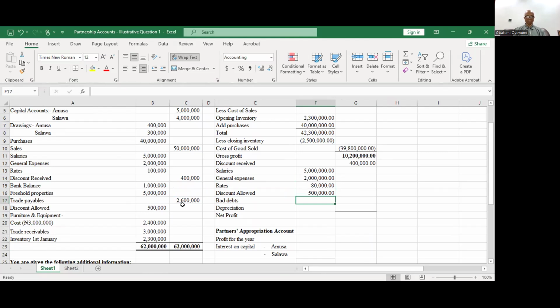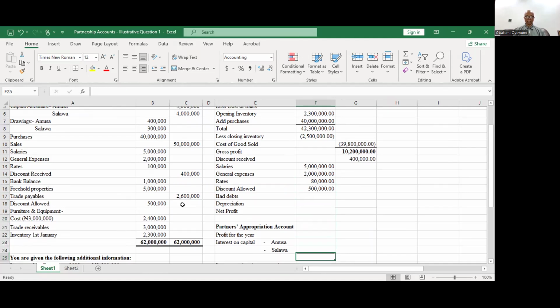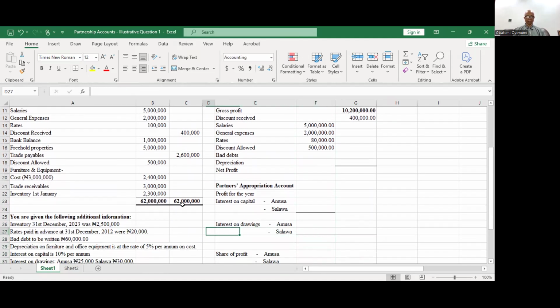And then bad debt, how much? We also have bad debt. So let's go and see our other information. In the additional information here, we have bad debt of 60,000 naira. So we're going to have 60,000 naira here.